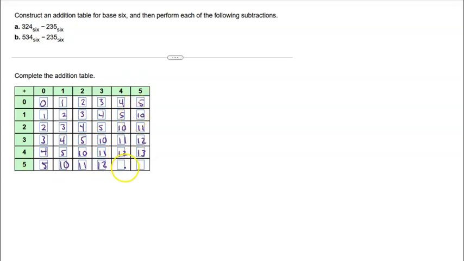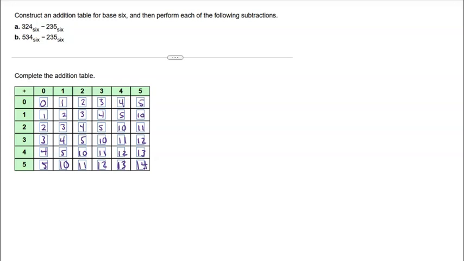5 plus 4. All right, if I take one of those 4s and add it to the 5, that's my 6. And then there's 3 left over. Okay, and then 5 plus 5. So I take one of those 5s, I add it to this 5, that makes a 6, and then there's 4 left over. So that's the table completed.